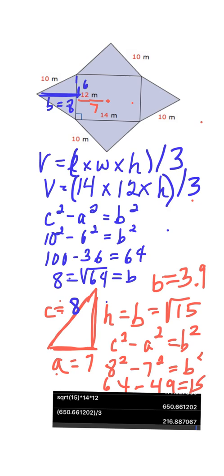And then that gave me 650.66 hundredths. Then I divided that by 3, and I got 216.88, which if I round to the nearest tenth, is 216.9.